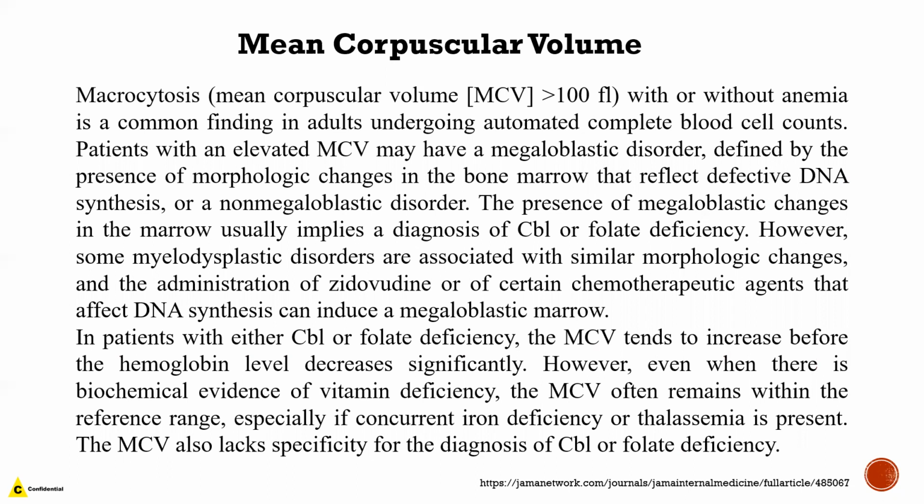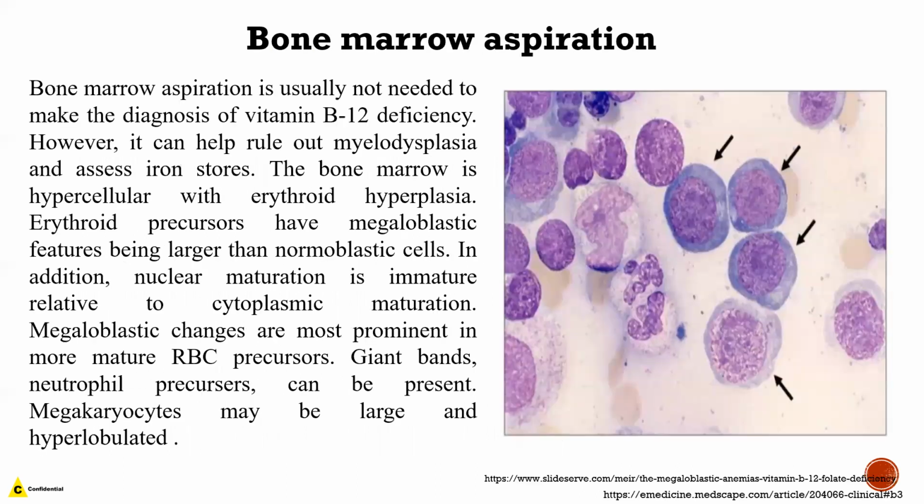In patients with either cobalamin or folate deficiency, the mean corpuscular volume tends to increase before the hemoglobin level decreases significantly. However, even when there is biochemical evidence of vitamin deficiency, the mean corpuscular volume often remains within the reference range, especially if concurrent thalassemia is present. This parameter also lacks specificity for the diagnosis of cobalamin or folate deficiency.